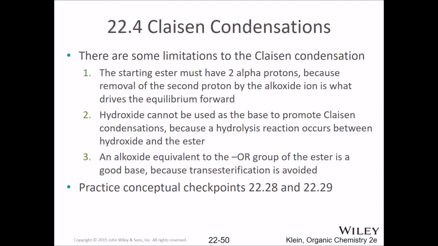All right, there are some limitations to the Claisen condensation. First of all, the starting ester has to have 2 alpha protons. If that doesn't make sense to you, stop the video and draw out an ester with 2 alpha protons, and draw an ester out that doesn't have 2 alpha protons. Because removal of the second proton by the alkoxide ion is what drives the equilibrium forward. It's not going to go forward if it doesn't have the second proton removed.